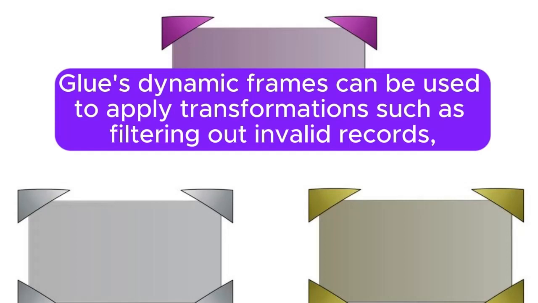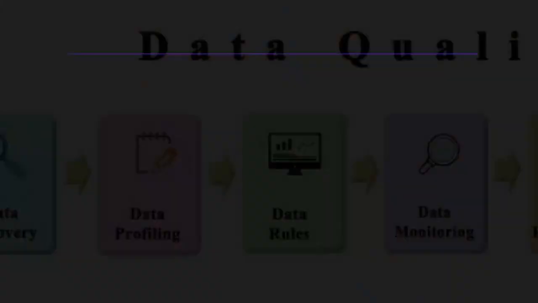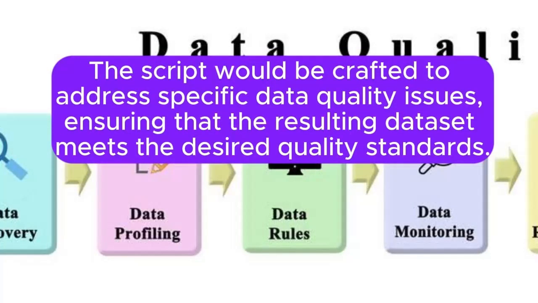Glue's dynamic frames can be used to apply transformations such as filtering out invalid records, handling missing values, and enriching data with additional information. The script would be crafted to address specific data quality issues, ensuring that the resulting dataset meets the desired quality standards.